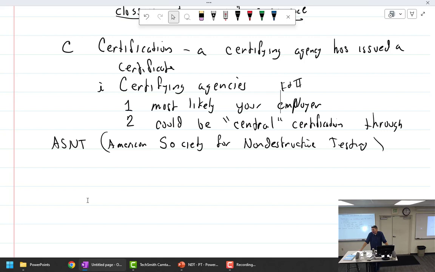So are we kind of clear on that? Wait, so are level 3s just hard to come by? Yes. I just told you what it takes to become a level 3. Very difficult.